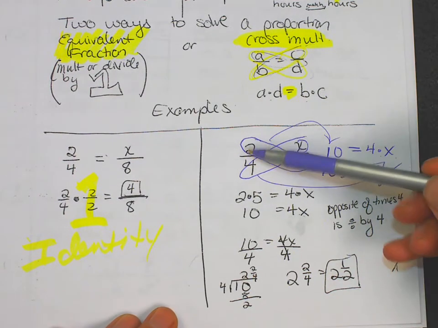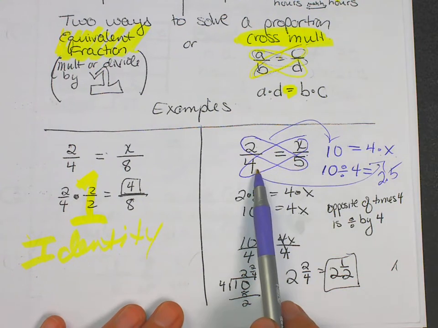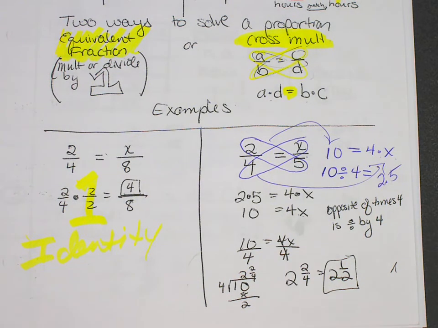So if I had 2 over 4 and it's equal to x over 5, it's a good idea to cross multiply because I don't know what to multiply 4 by to get 5. You might be able to find the unit rate, but it might be an ugly number. Let's avoid the ugliness, okay?